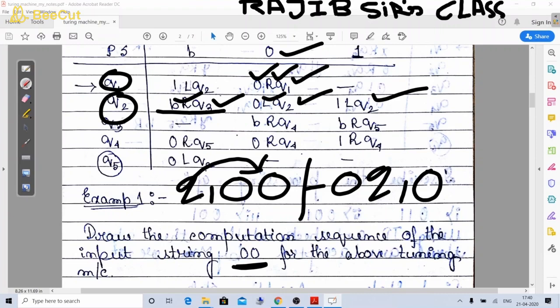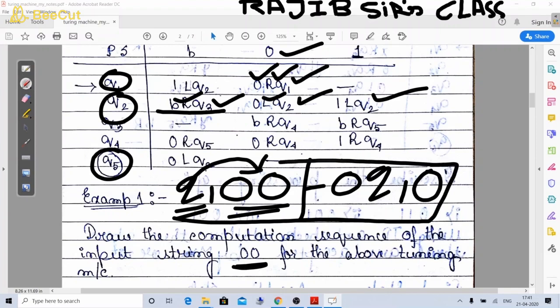And if we want to know the computation sequence for a given Turing machine and a given input string, we have to start by first writing the initial state, and then we put the input string, and then we go one by one. And if we are able to reach the final state at the end, then we can say the input string is accepted by this Turing machine. Okay, so for this 00, I have just shown you the first step. Now we will see the entire computation for the string 00 for the above mentioned Turing machine.